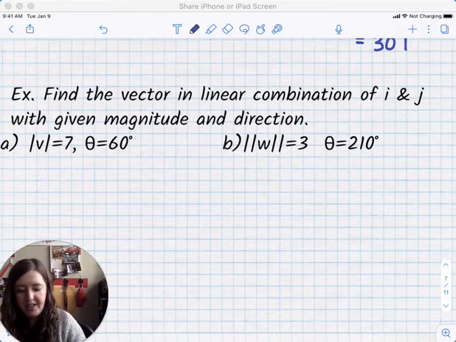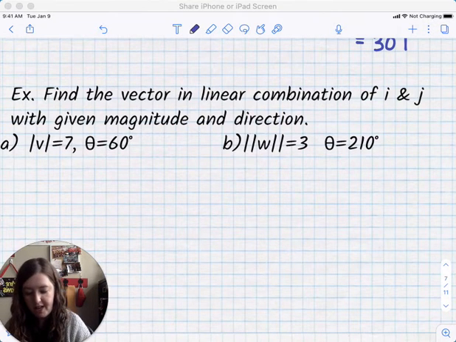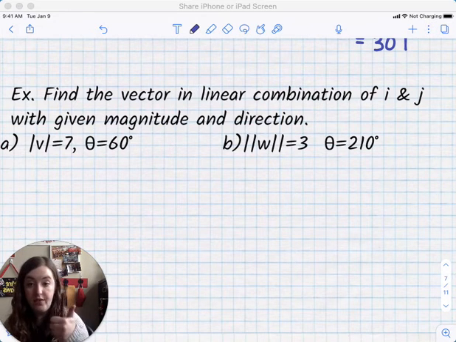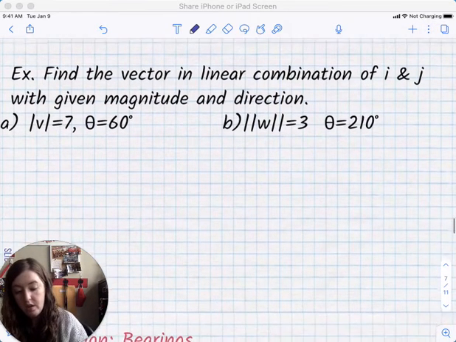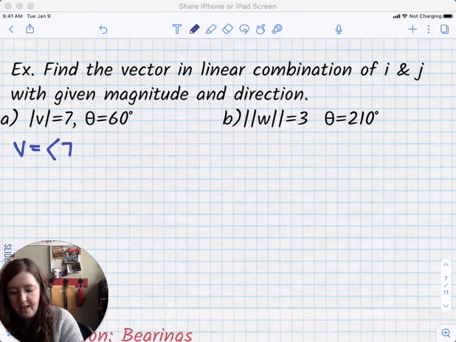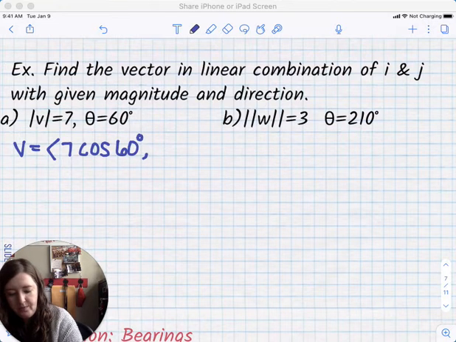So we want to find the vector in linear combination of i and j with the given magnitude and direction. So I'm going to solve this in component form and then turn it into the linear combination of i and j. Does that sound good? So to find this vector, let's call it vector v, we want to take the magnitude, which is 7, times the cosine of our angle, and the magnitude times the sine of our angle.